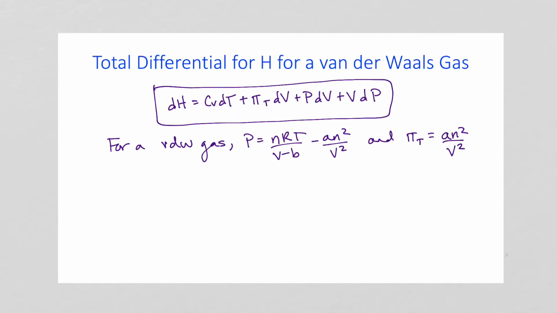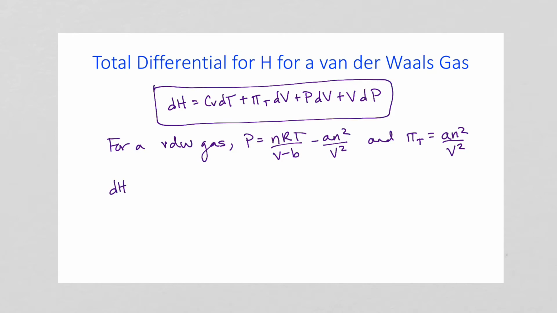All right, so let's take a look at how things can be adjusted for when we're talking about a van der Waals gas. Here's our equation from before that we just developed. That's our general form of our total differential for enthalpy. So we're just going to plug in what we know for a van der Waals gas. We know that our pressure is given by this expression, and we also know that pi T is given by this expression here.